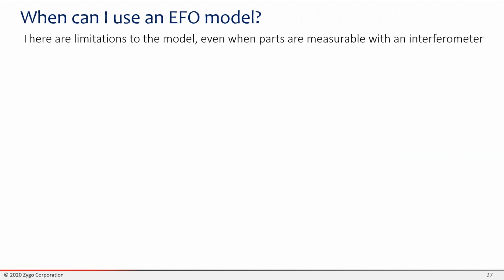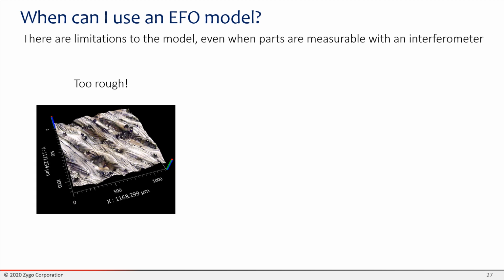All right, when can I use an EFO model? There are quite a few limitations of simple methods, and I'm going to answer this question by giving some examples of where an EFO model is unlikely to be successful. Here's an example right away. This is the somewhat tortured surface of an additively manufactured part. This is actually measured with an interferometer. You can do this now. It's a very good way to measure additively manufactured surfaces, but we do not expect a simple Fourier Optics model to be able to predict the results or to provide you with an uncertainty of this measurement. So that's just too rough.